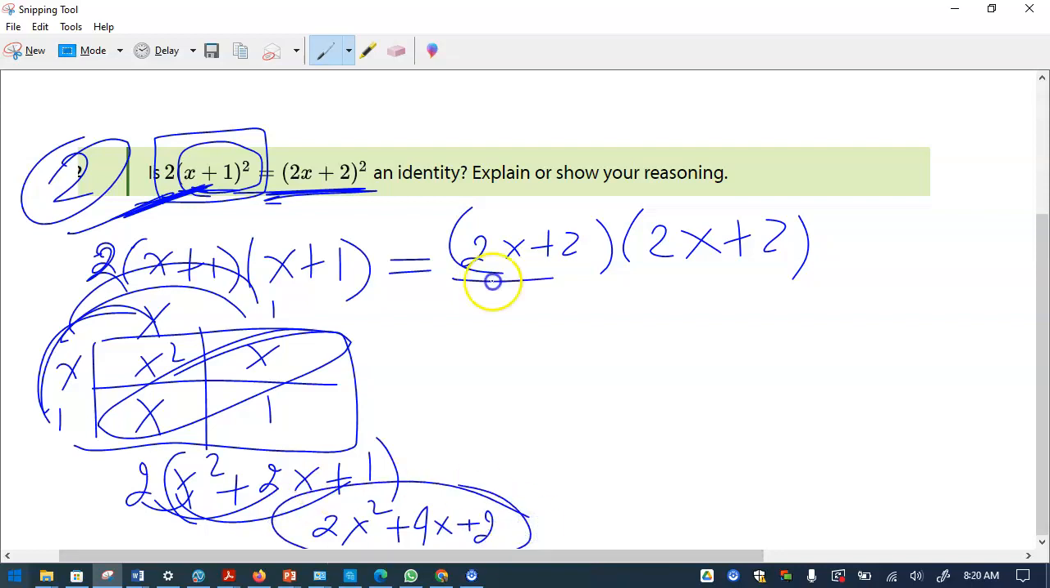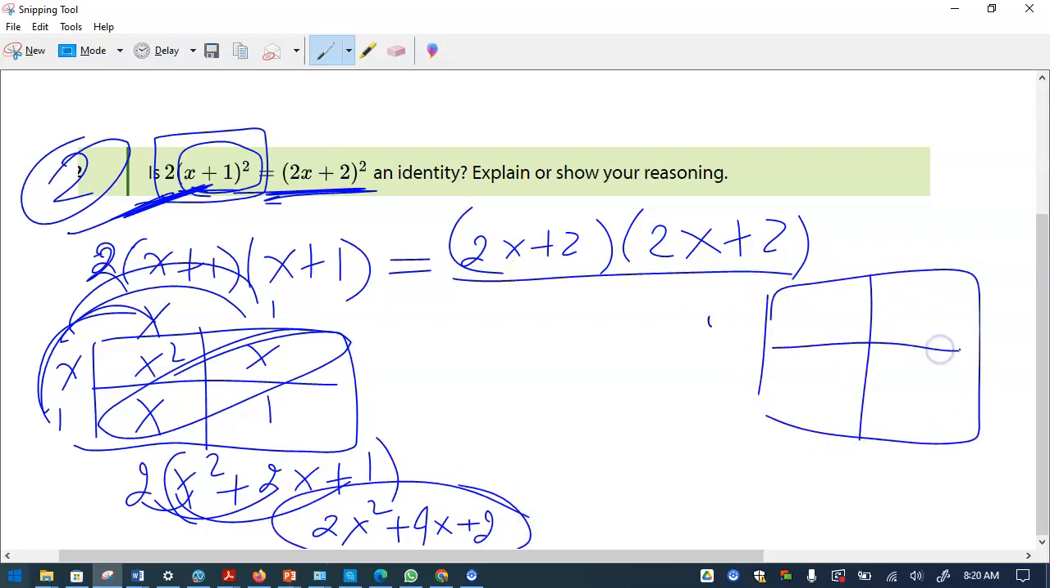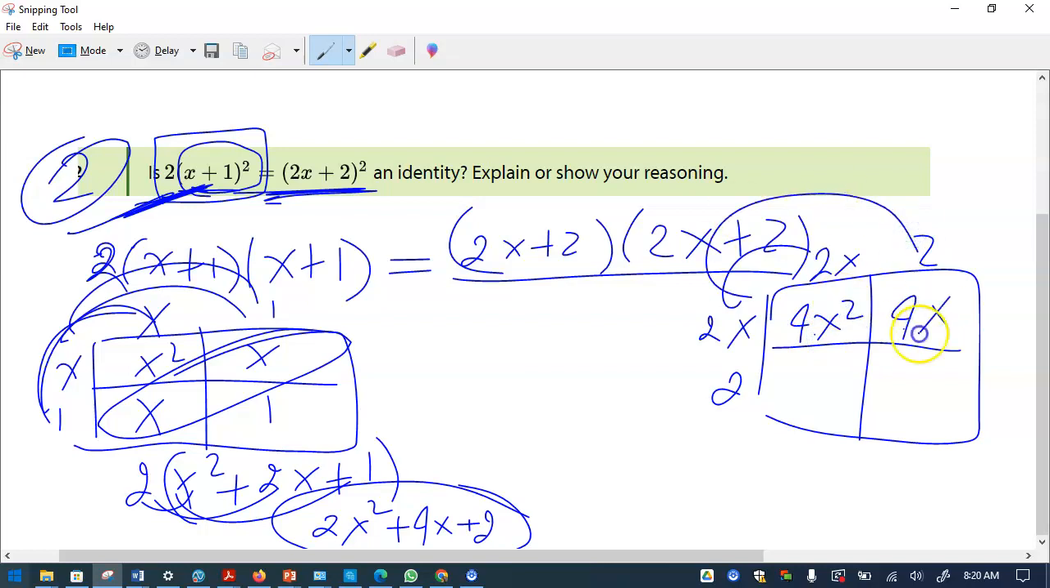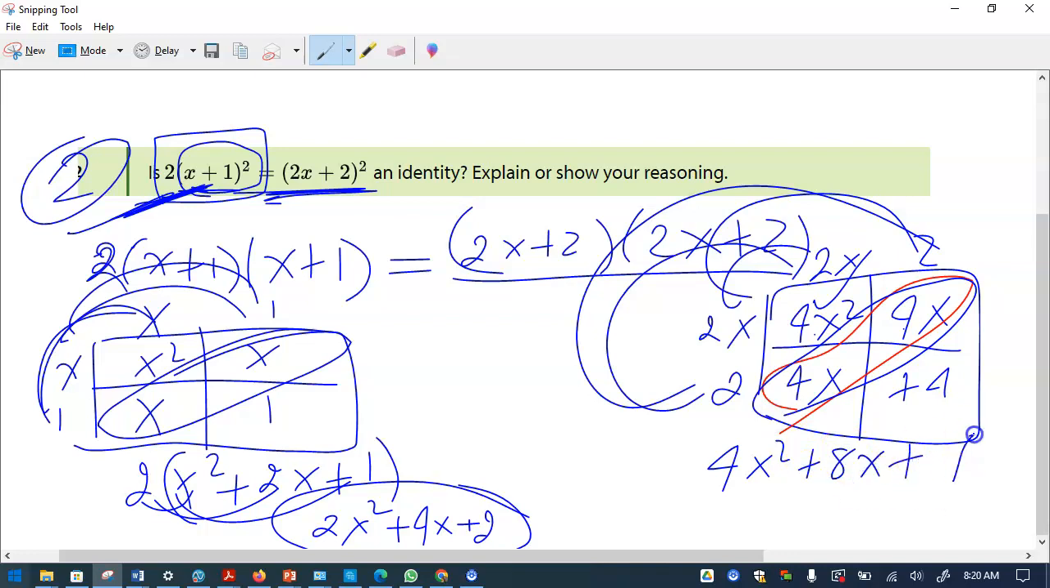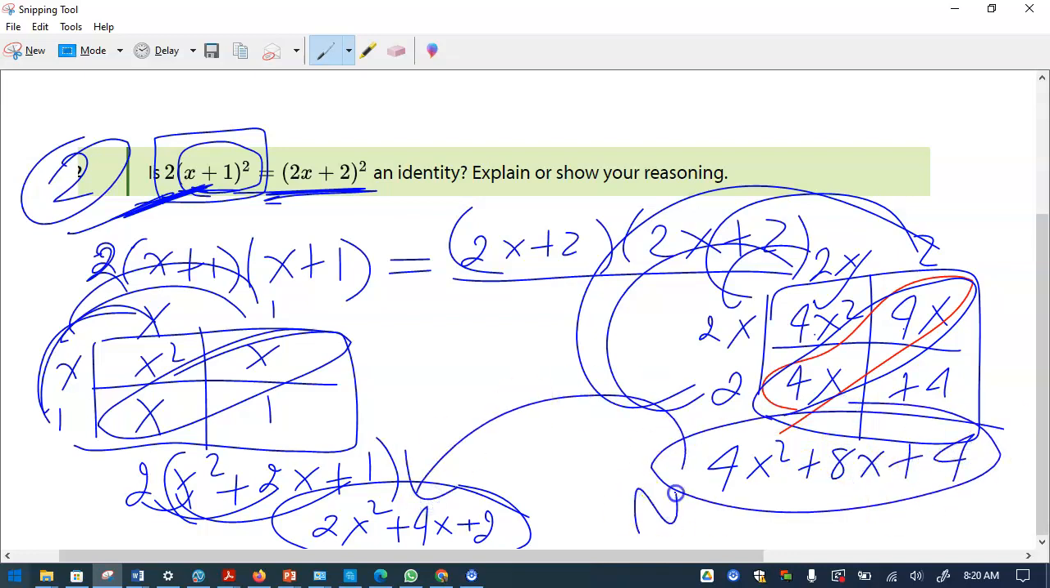That's the left side. But for the right side, we have to use this again, 2x plus 2 times 2x plus 2. So 2x times 2x is 4x squared. 2x times 2 is 4x. 2 times 2x is 4x, and 2 times 2 is plus 4. And then combine the like terms. So your final answer becomes 4x squared, which stays the same, this together is 8x, and plus 4. But are they the same? No. The reasoning is using the distributive property, the left and the right are not the same.